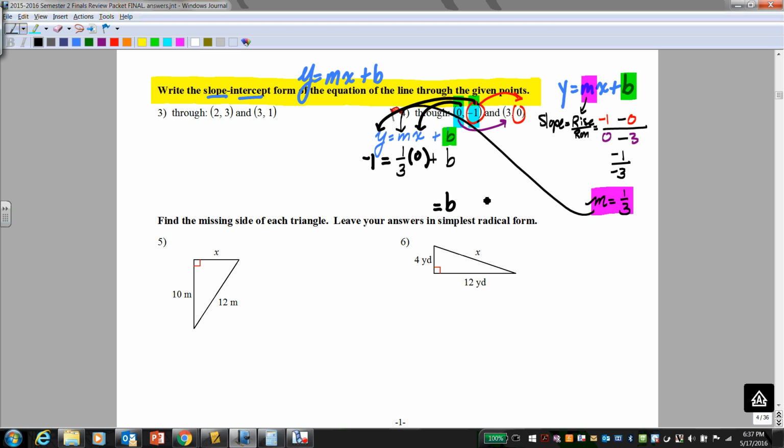And then you actually go back and write the equation. You take that value of b, whatever it is, and you're going to plunk it in right there. And then you have this value of m right there, and you leave that x and y, and you write your equation.